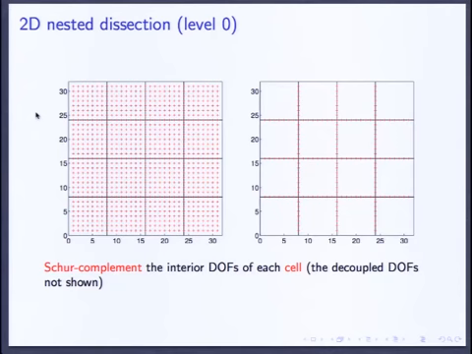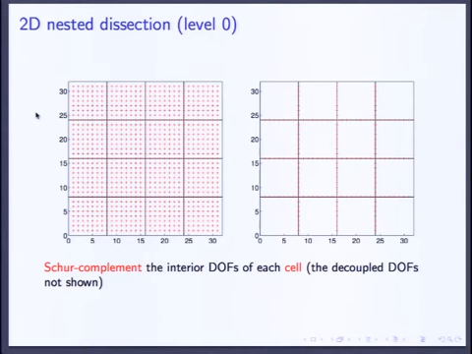Suppose we have an elliptic problem defined on this rectangular domain. It's a square. And we're using, for example, finite difference, a five-point stencil to discretize this, for example, Laplacian operator. These red dots correspond to the degrees of freedom, and every degree of freedom is interacting only with its neighbors. The main idea of the nested dissection method is to partition this whole domain into 16 cells. Each cell has some interior degrees of freedom and some degrees of freedom living on the boundary.